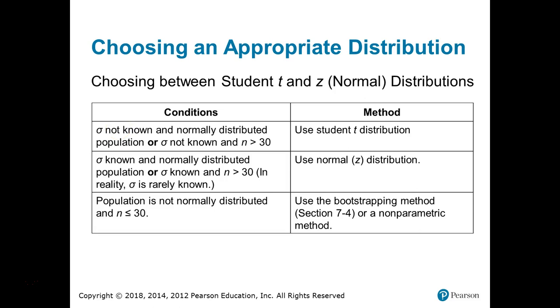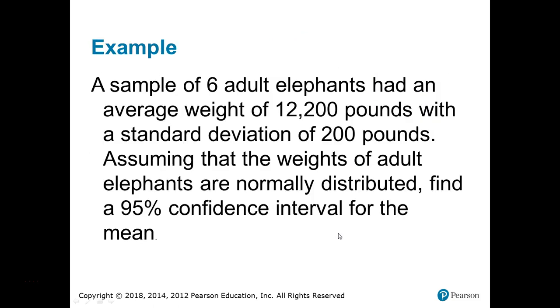This table gives you an appropriate distribution to use given different conditions and circumstances. If sigma is not known and the population is normally distributed, or sigma is not known and n is greater than 30, use the t distribution. If sigma is known and the population is normally distributed, or sigma is known and n is greater than 30, use a normal distribution, the z-tables. And if the population is not normally distributed and n is less than 30, you can't use either of these methods. You have to use another method, which is section 7.4.